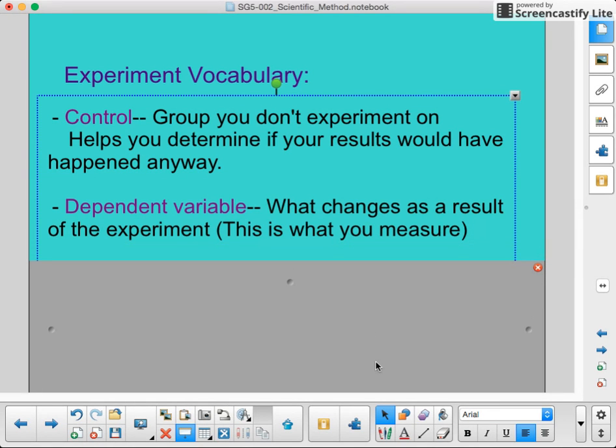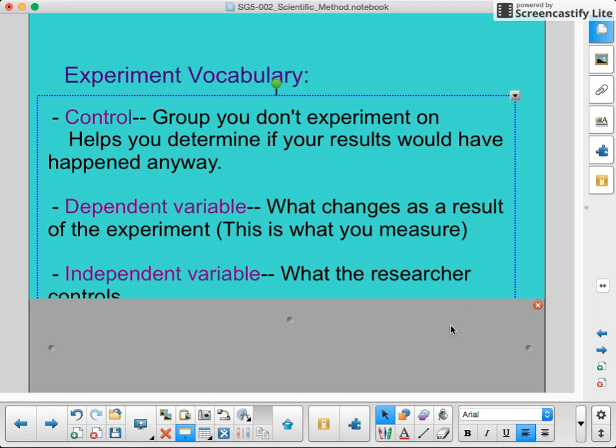The independent variable is the variable the researcher controls. That is what drives the experiment. So again, in the plant example, the independent variable would be the amount of classical music I play for my plants. Everything else in the experiment is called a constant.